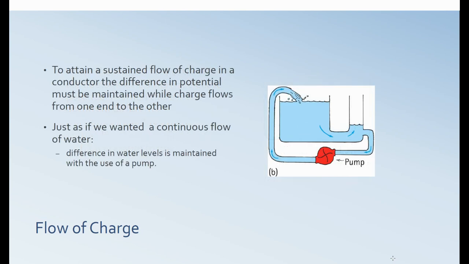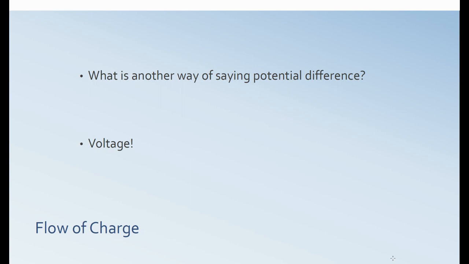Now, if we want a charge to keep moving in a conductor, we have to maintain that difference in potential while the charge flows from one end to the other. And again, just like in our water tanks, if we wanted the water to flow continuously from the high pressure tank to the low pressure, we'd have to have some type of pump to keep the water moving so that the pressures never became equalized. And when we say potential difference, if you remember from our previous presentation, that potential difference can also be called voltage.